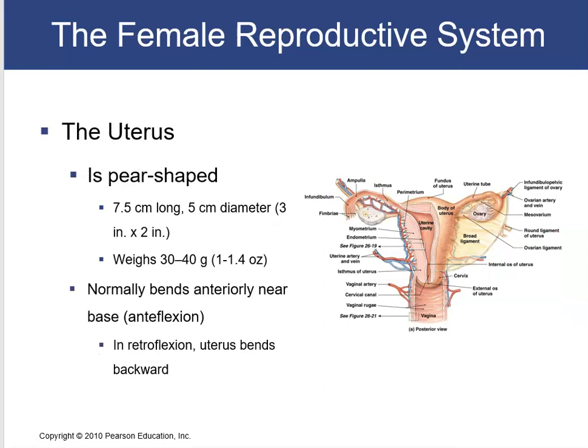Next structure is the uterus. This is a pear-shaped organ, roughly 7.5 centimeters long, 5 centimeters in diameter, weighing between 30 and 40 grams. Normally, the uterus bends anteriorly near its base. This is called anteflexion. However, in some women, it undergoes retroflexion. This is when the uterus is tipped backwards.